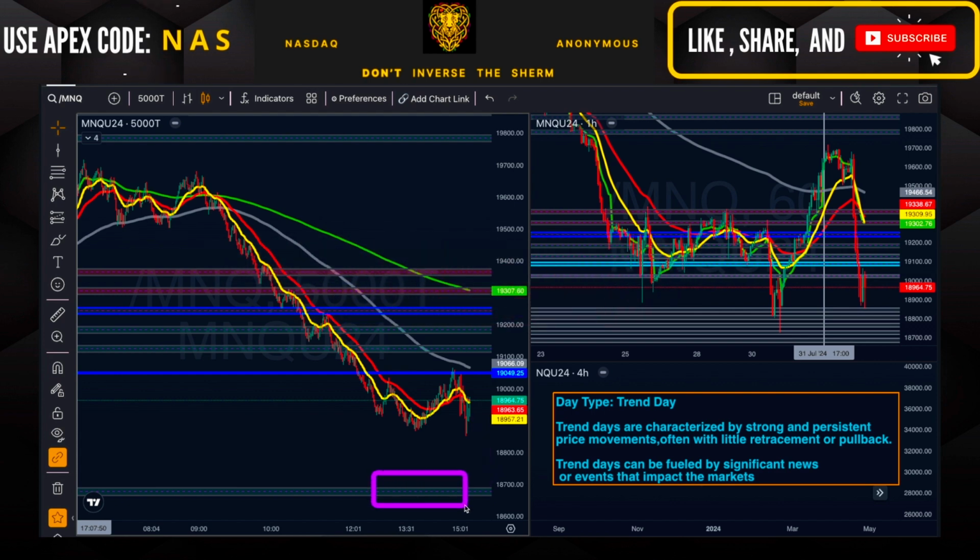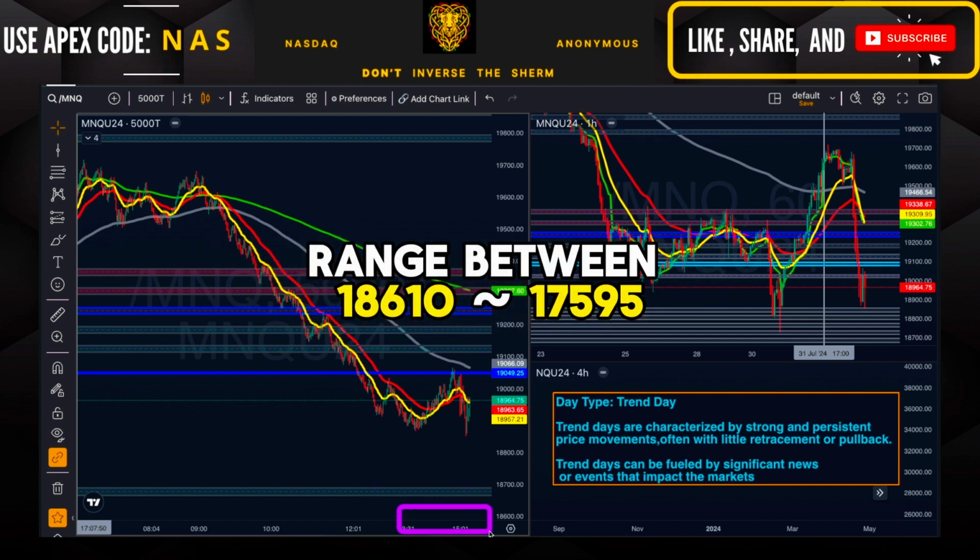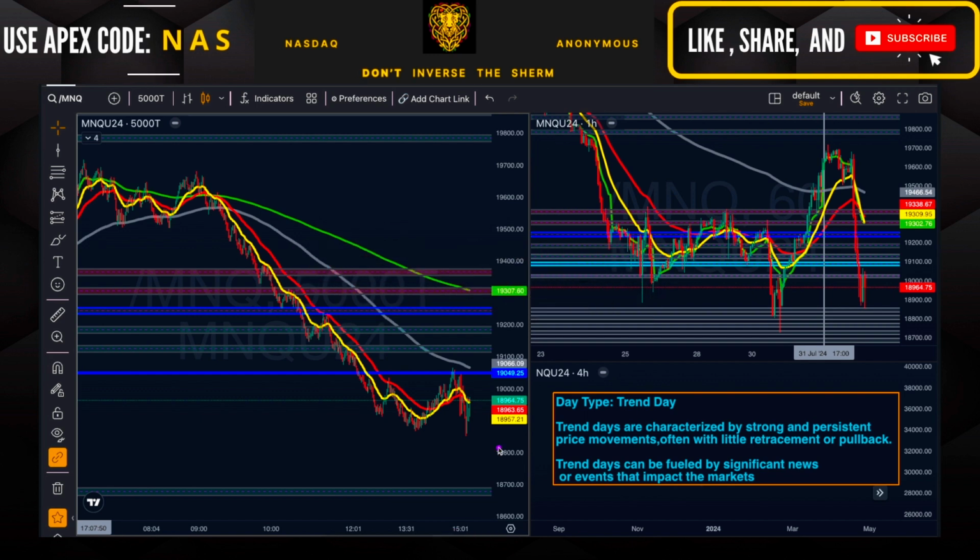And if we do break this level overnight, my next key level of support is going to be around 18,610 to around 17,595. But the price action overnight is definitely going to be essential for our bias going into tomorrow's stream.